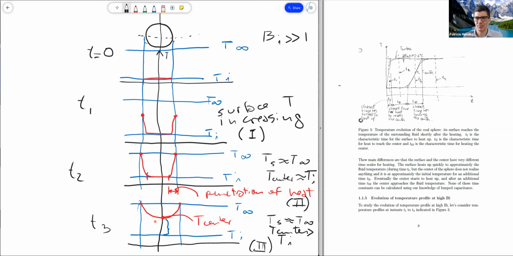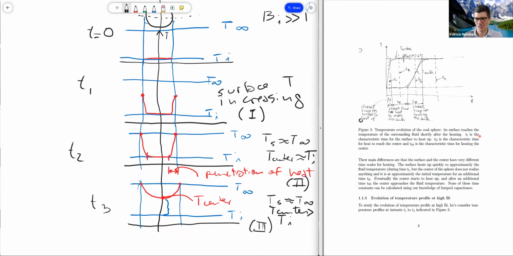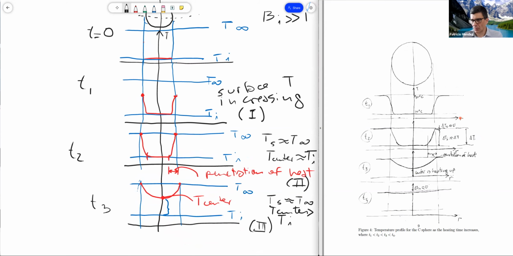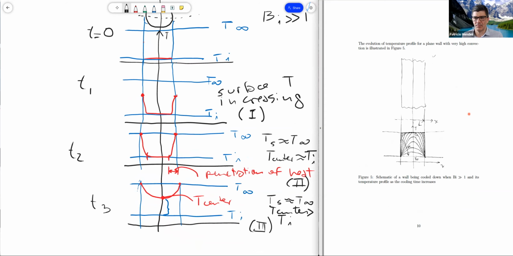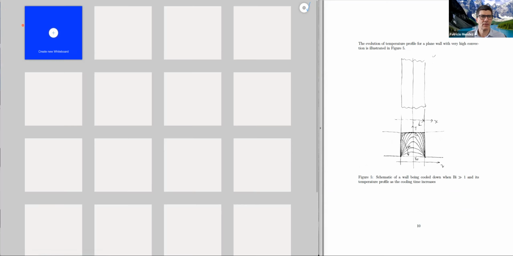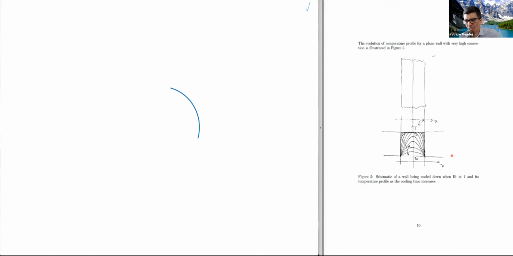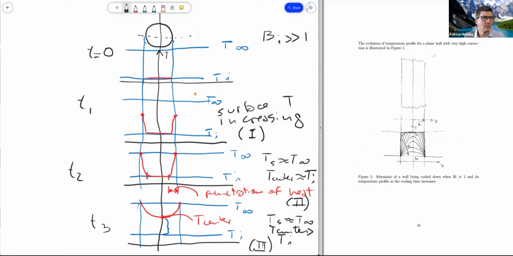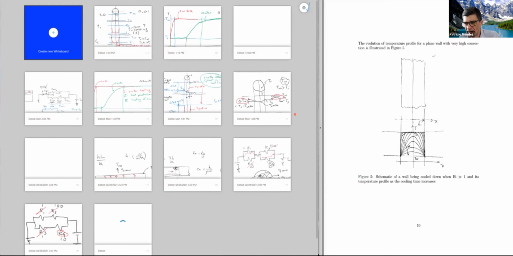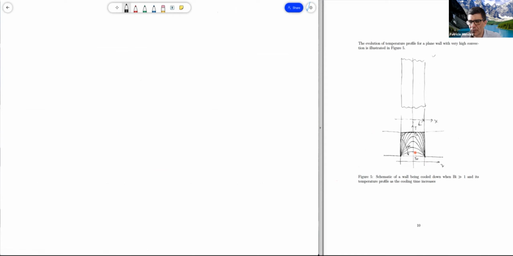So we went through this sequence of temperature profiles in the sphere at high Biot number. Here on the right, you have a similar set of curves, but corresponding to a plane wall. And what do we see in this plane wall? It's much of the same story.